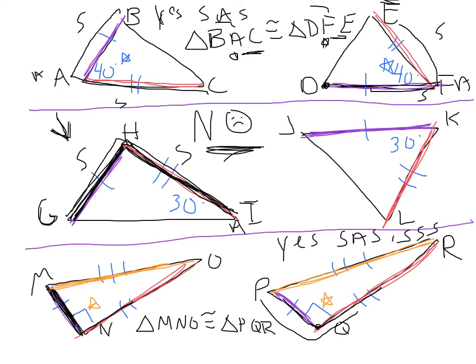The next one is a yes, and you could have either said side, angle, side, or side, side, side, because I'm given all that information. So my congruent statement that I wrote out is MNO, because I went from 1 dash to 2 dash, so I have to make sure to go from 1 dash to 2 dash. So I have to go in the order P, Q, R.